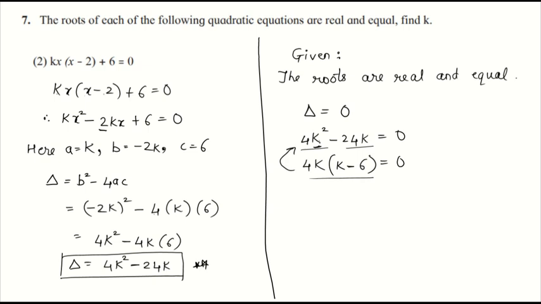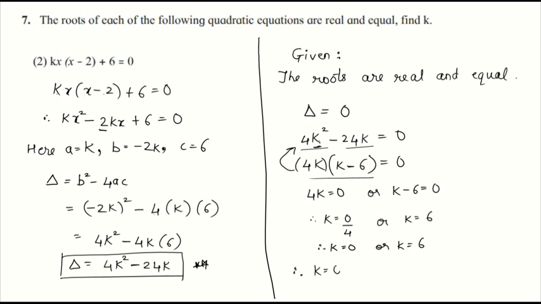Therefore, if we group this, we can say 4k is equal to 0, or k minus 6 is equal to 0. Therefore, k is equal to 0 upon 4, or k is equal to 6. This 0 upon 4 is nothing but k is equal to 0, or k is equal to 6. Therefore, here k is equal to 0 is not acceptable.